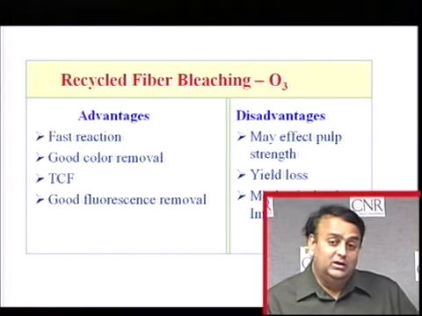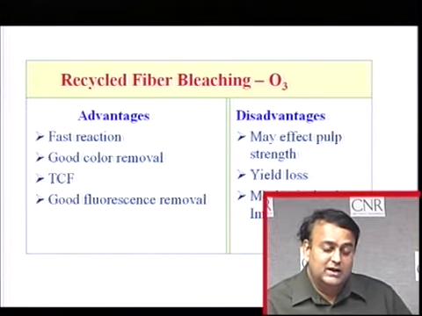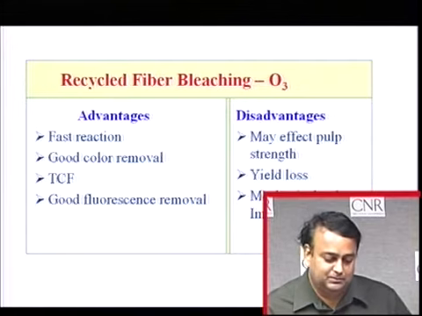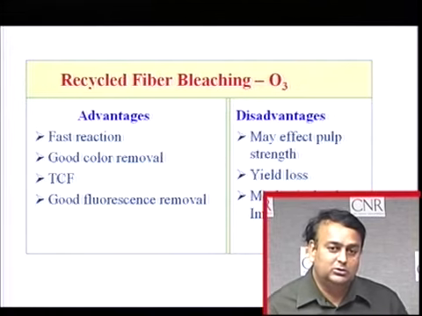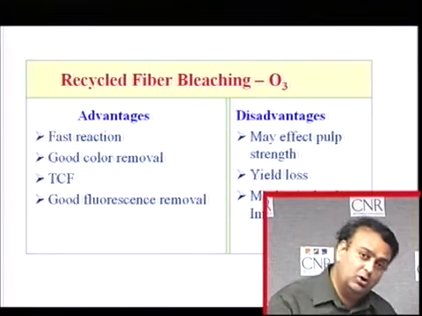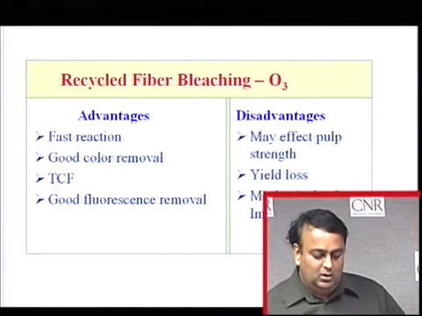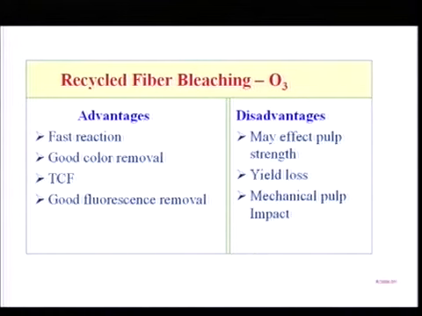Ozone is the only TCF chemical that can work on fluorescence, FWA, fluorescent whitening agents, and it can reduce them. So you don't need chlorinated compounds to reduce the fluorescent whitening agent. You can use ozone as an alternative chemical. If you are not careful, the disadvantage is it may affect the strength. Significant yield loss can occur. And with a mechanical pulp, it can make the fiber yellow because of the high amount of lignin present there.